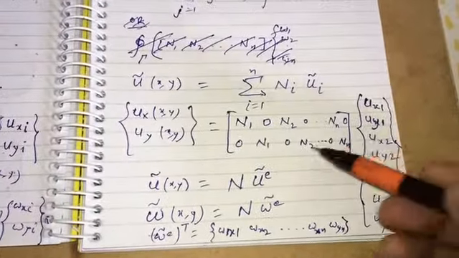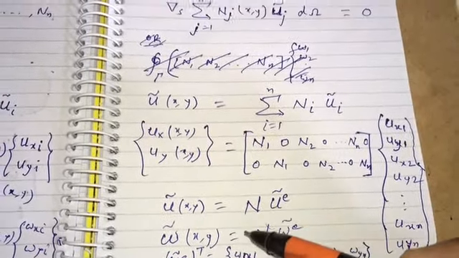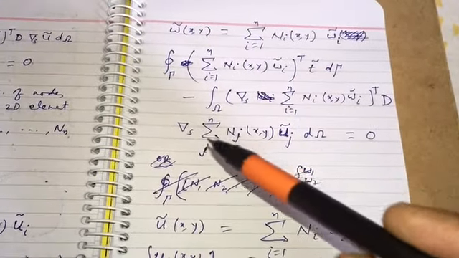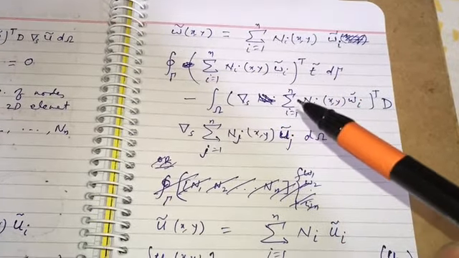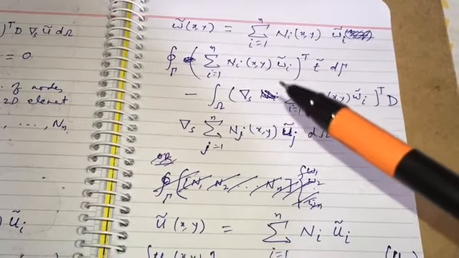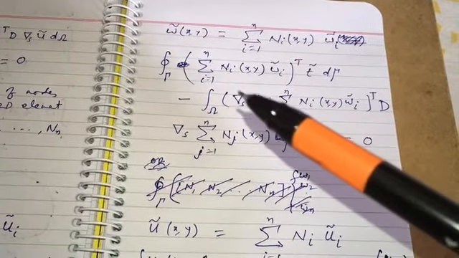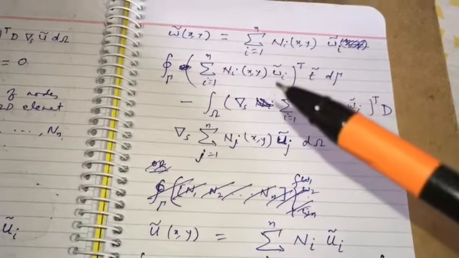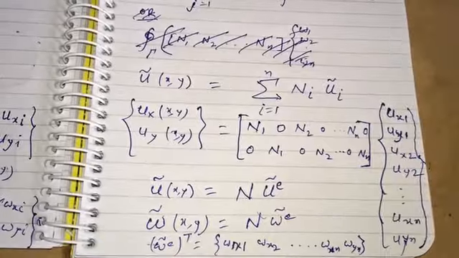Now let's put these two expressions into these equations, which are nothing but the weak form, but we have replaced the w vector and u vector with the shape function and the nodal displacement or weight values. That we will do on the next page.